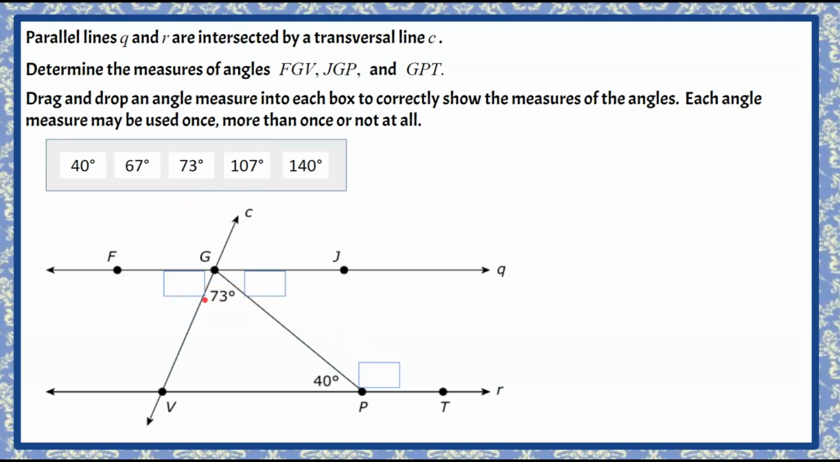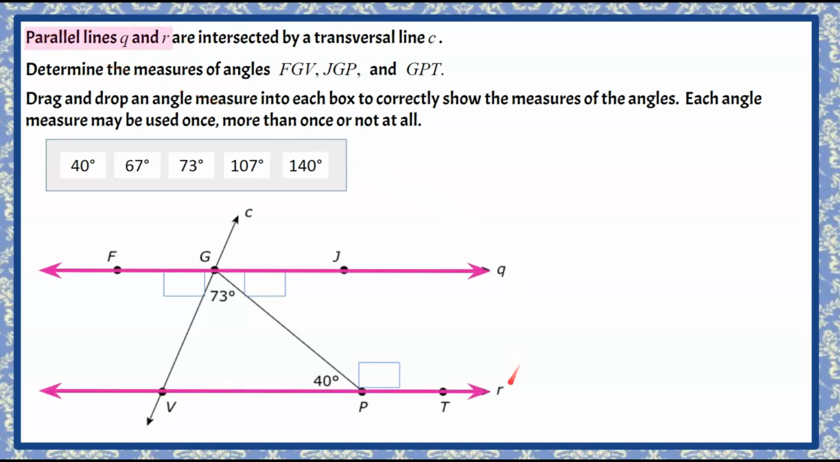Of course we're in a video, so you're not going to drag and drop, but you can jot them down on a piece of paper. So please pause the video now. Do your best work to identify those angle measures and come back and hit play when you're ready to see the solution. Welcome back. So we're going to begin by reviewing what we've been given.